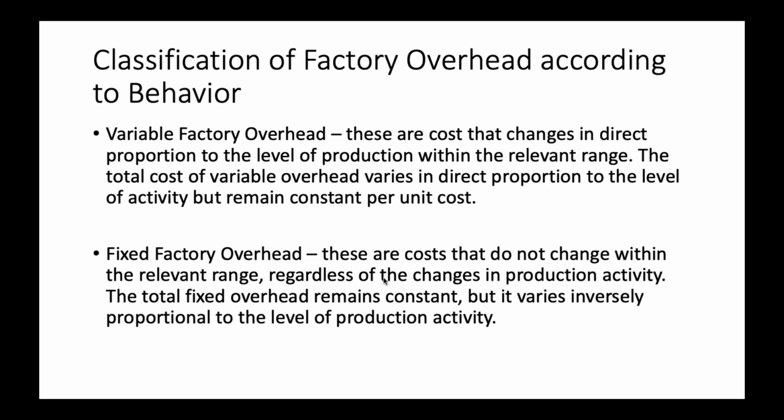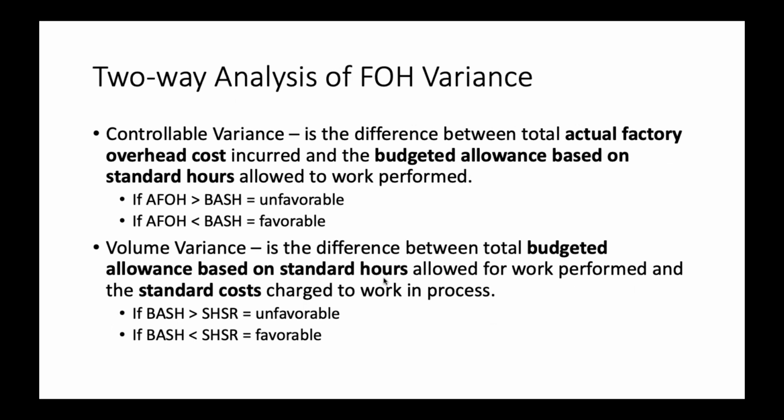Okay, let me just go back to these classifications of FOH. Factory overhead could either be variable or fixed. I think you know already what is fixed and variable. Now, for 2 way analysis, we call it 2 way because we are computing two kinds of variance under factory overhead. That is controllable variance and volume variance.